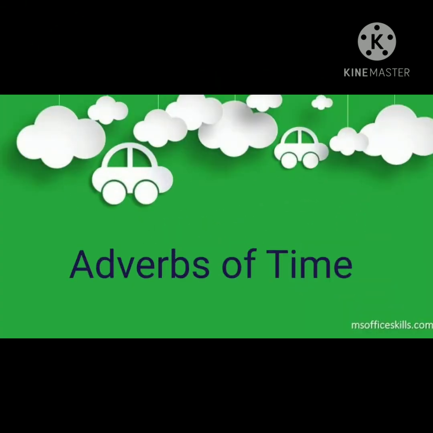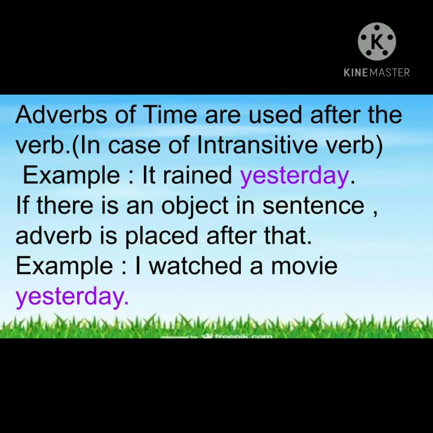Then we have adverbs of time. These adverbs tell the time of the work done, the action performed. In a sentence, adverbs of time are placed after the verb only if there is no object in the sentence. For example, it rained yesterday. In this sentence, there is no object, and yesterday is the adverb of time. So, it is placed after the verb rained.